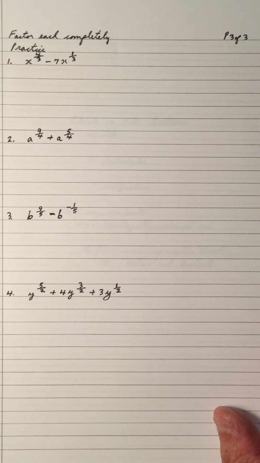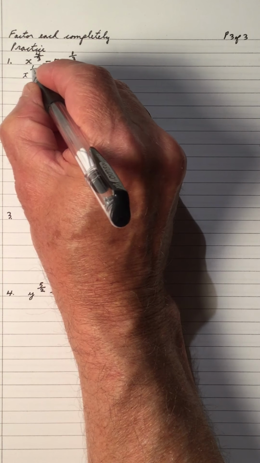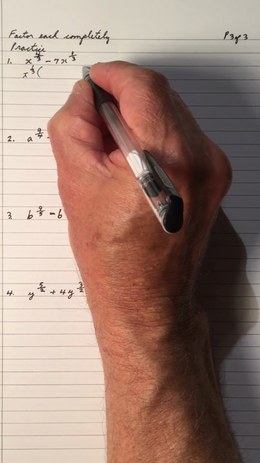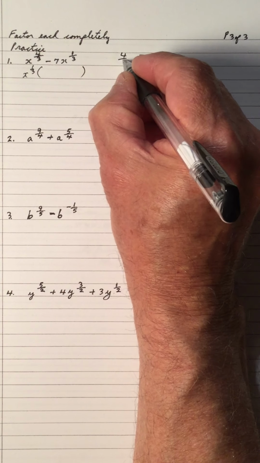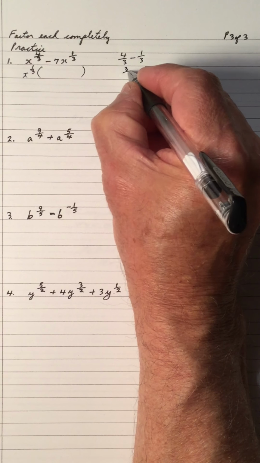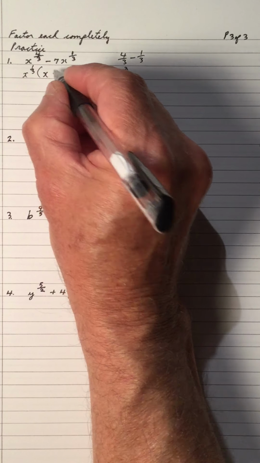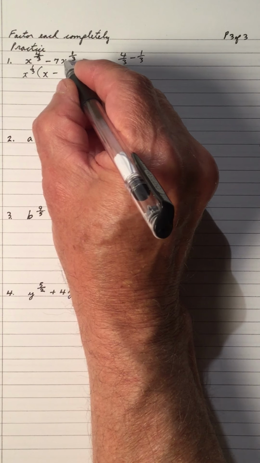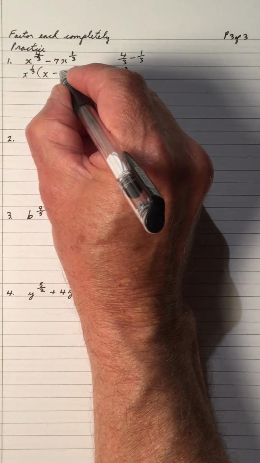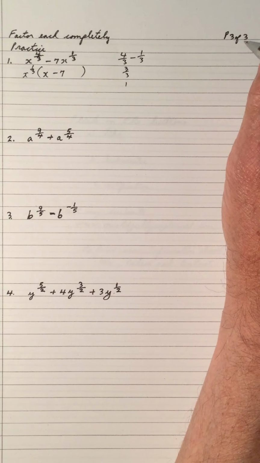Here we go. The smallest exponent is 1/3, so we'll take out x to the 1/3. So 4 over 3, when we subtract 1/3, is 3 over 3, which is 1. So that's x to the 1, understood. And for the -7, x to the 1/3 divided by x to the 1/3 is just -7, so it's fully factored.